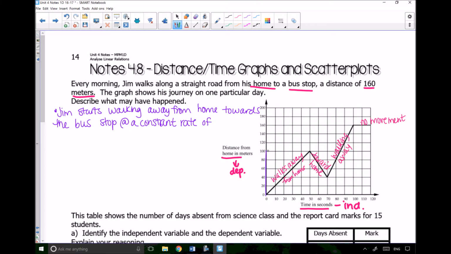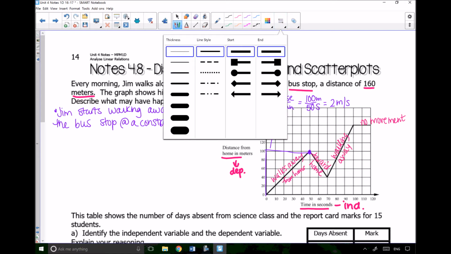Well, it went up by 100 and it went over by 50. So we can say that in order to figure this out, I can just find my rate is rise over run, which is 100 meters over 50 seconds, which is 2 meters per second. So at a constant rate of 2 meters per second. Then at 50 seconds, something happened. He decided to turn around for whatever reason.